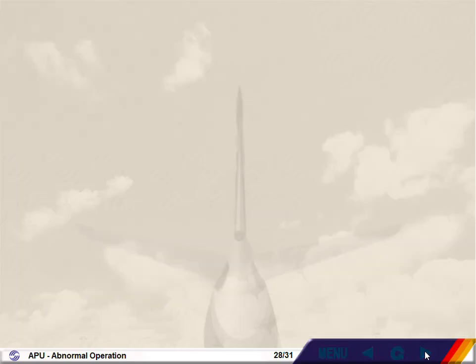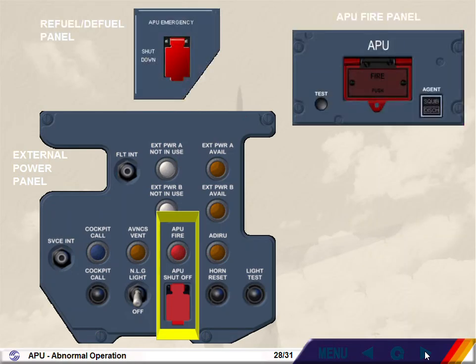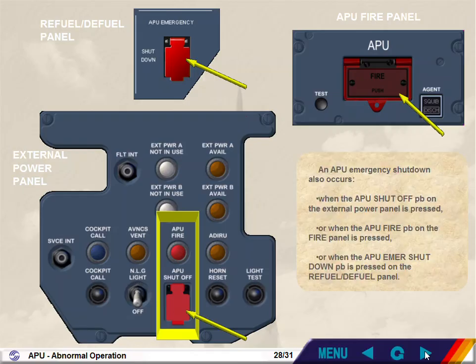An APU emergency shutdown also occurs when the APU shutoff push button on the external power panel is pressed, or when the APU fire push button on the fire panel is pressed, or when the APU emergency shutdown push button is pressed on the refuel/defuel panel.